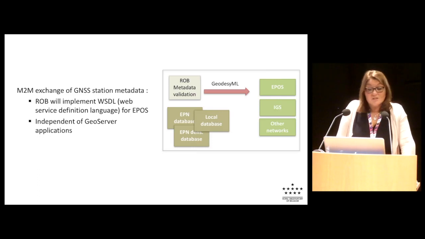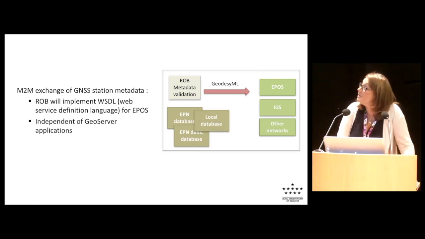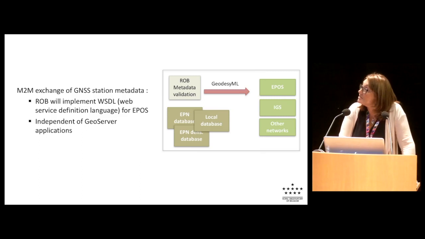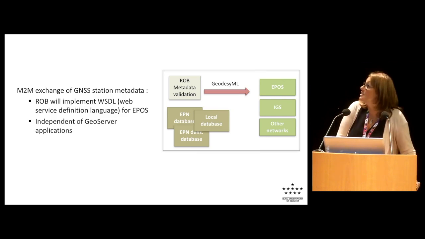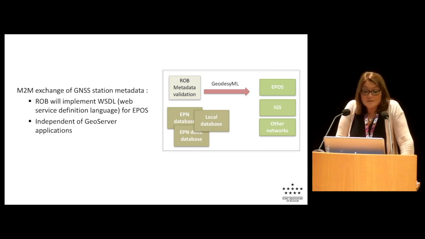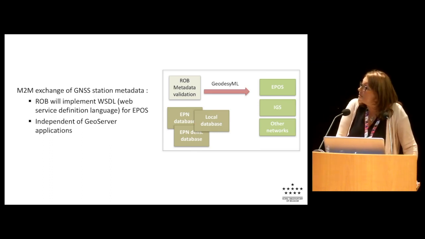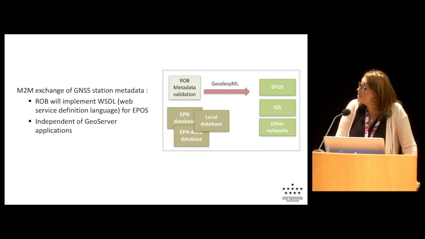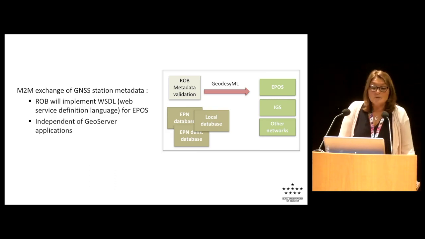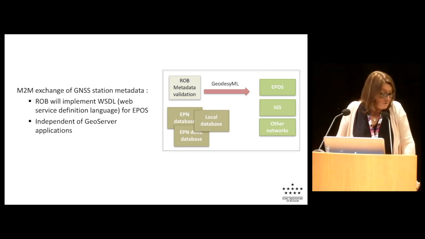Concerning the machine-to-machine exchange of GNSS metadata, we will be having a system for uploading and validating metadata, which will be distributed through GeodesyML format to EPOS, and maybe in the future to IGS and other networks. We of course have our own databases at the local level, so this is quite transparent how the link is done between the validation and these databases. We will implement WSDL for EPOS, and this is a standard that is independent of the server applications.